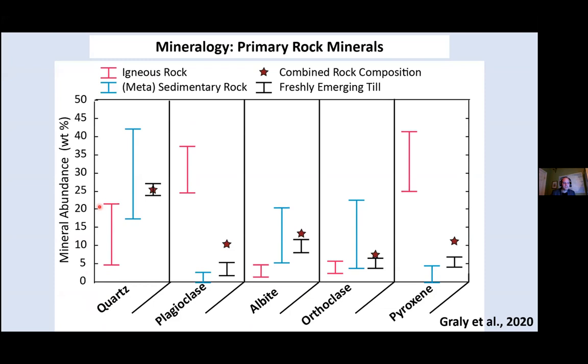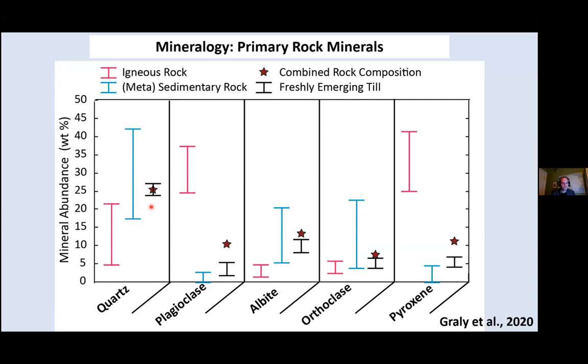So in the case of quartz, quartz abundance in igneous rock ranged between 5 and about 20%. And then the metasedimentary rock is the Beacon Formation, which ranges from about 17 to about 40% in this case. But then the important thing was to combine all of these into an average that was weighted based on the abundance of these rocks, and that's the red star. And then the black is the range of values in the freshly emerging till.